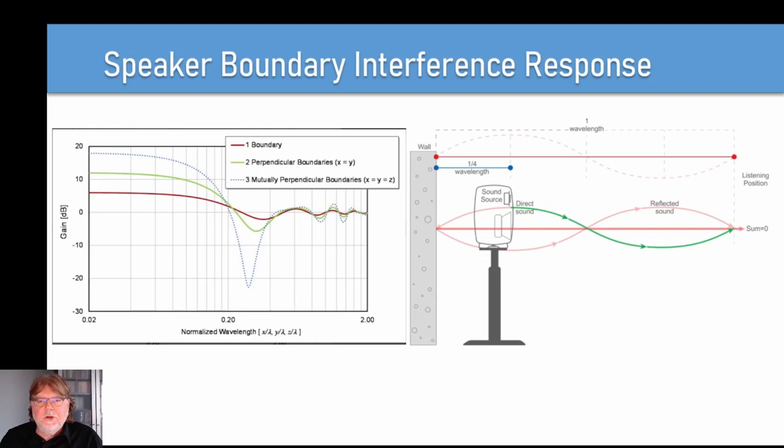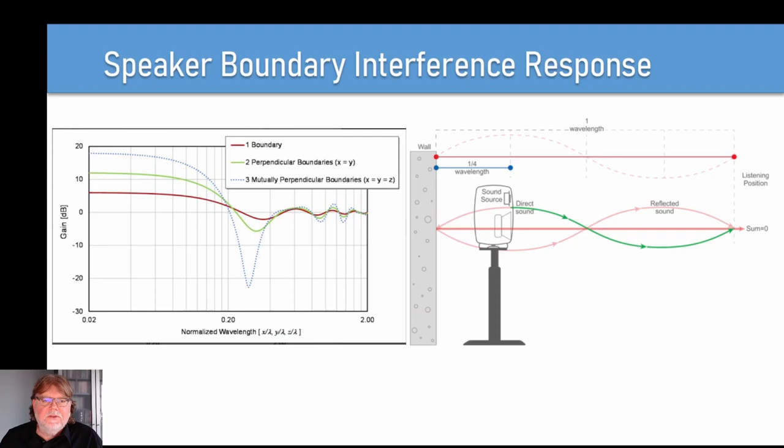And if things weren't complicated enough, depending on where you place your speakers, near walls will have an effect on both frequency response and level. Here we see what is called a speaker boundary interference response, or SBIR. There are SBIR calculators for that as well that allow you to plug in your own dimensions.